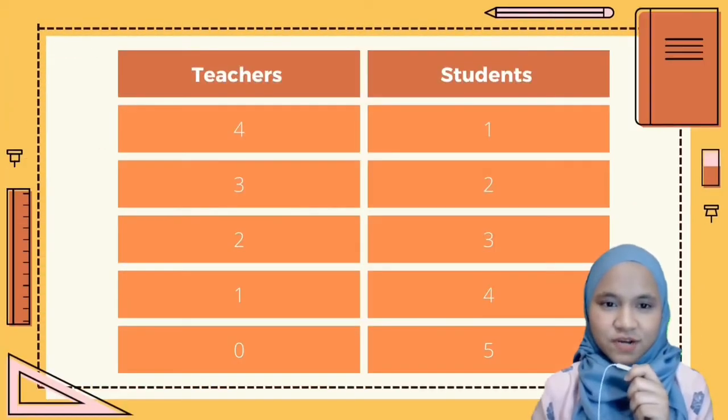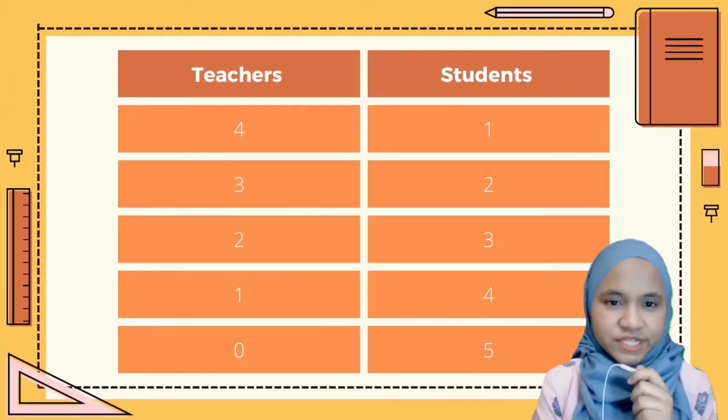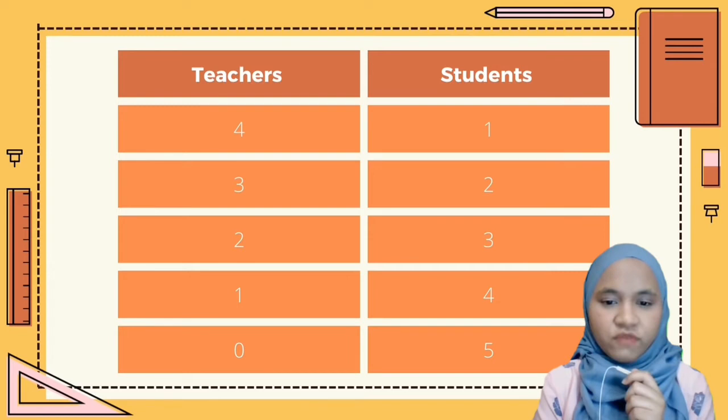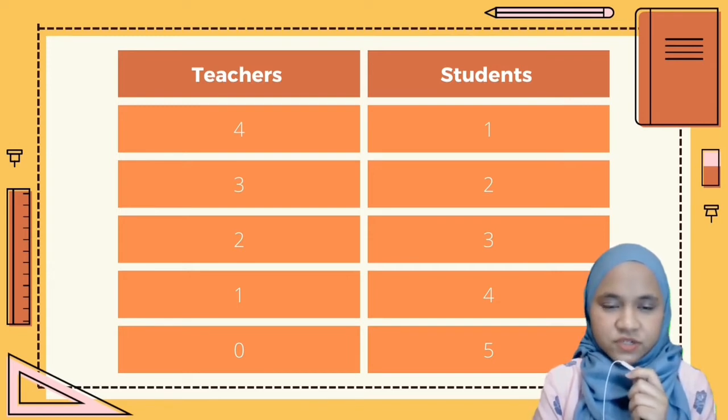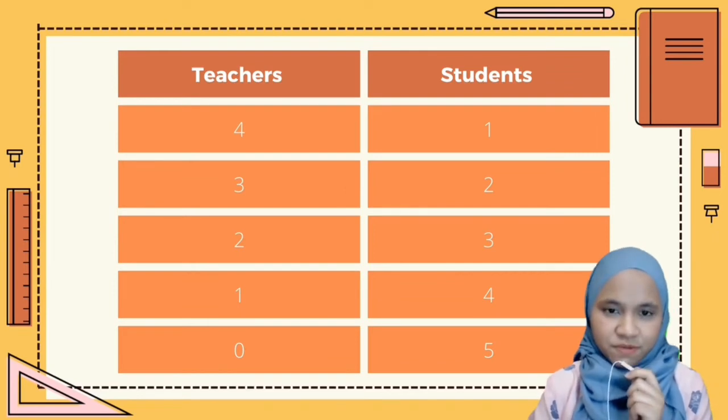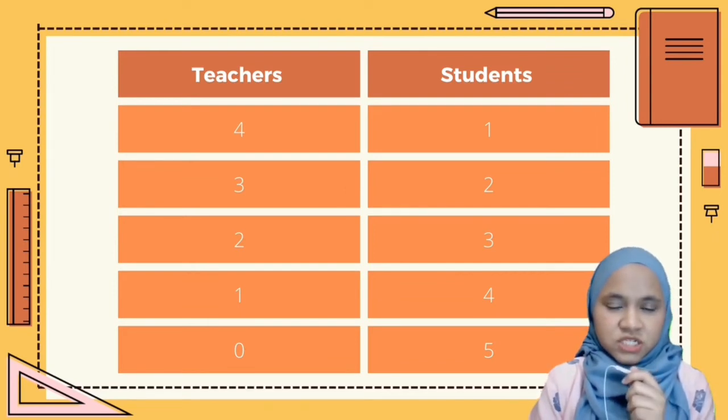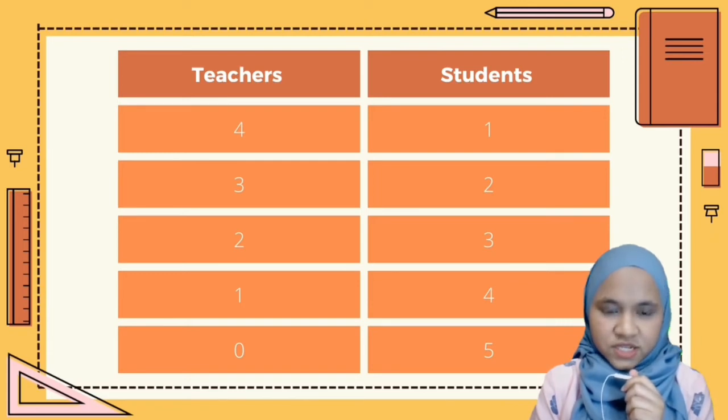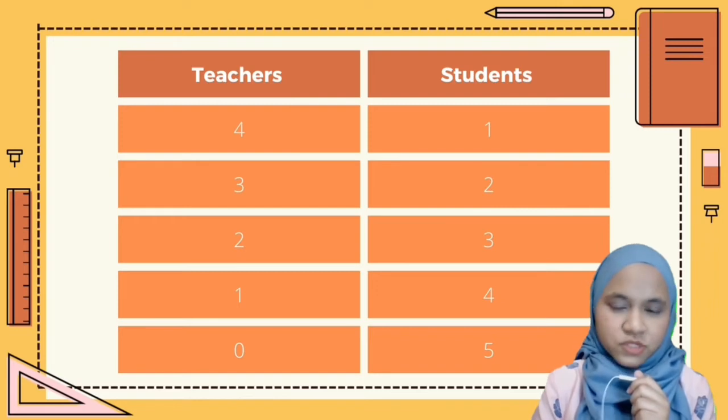Okay, so now, let's list: 4 teachers and 1 student. It means there are 4 teachers and 1 student, so the total is 5 people. Next, 3 teachers and 2 students. Also, the total is 5 people. 2 teachers and 3 students. Also, total 5 people. 1 teacher and 4 students. And lastly, 5 students and 0 teachers. Also possible.